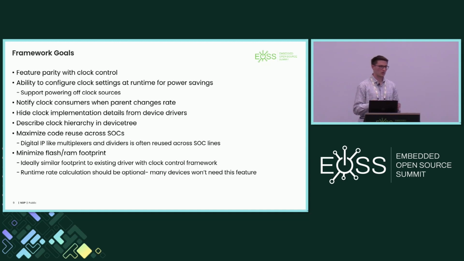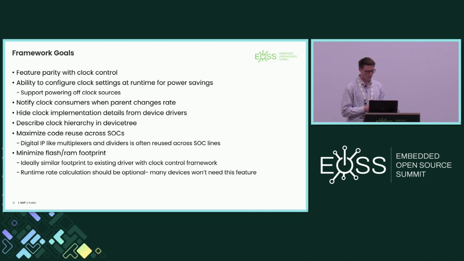So then, framework goals. First and foremost, we need feature parity with clock control. This is an API that's been around since 1.0. We can't just tell developers, hey, sorry, we're getting rid of this functionality that you needed for your application. We need to have a path forwards for them. Beyond that, we want the ability to configure clock settings at runtime. We want the ability to transition from a high power set of clocks to a low power set of clocks and support powering off clock sources, saying this PLL is no longer used, we're going to turn it off, things like that.